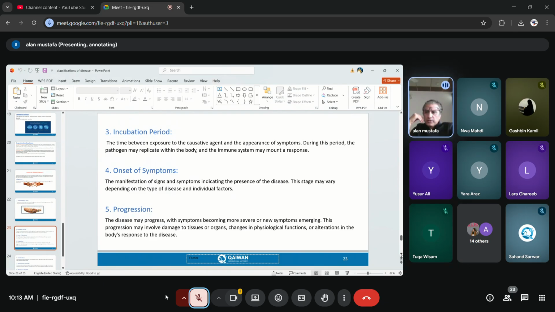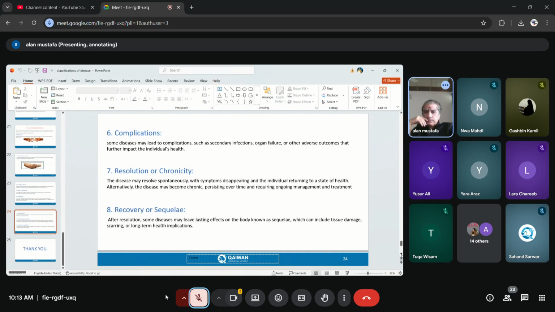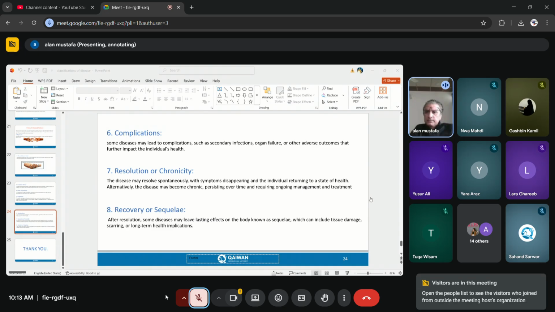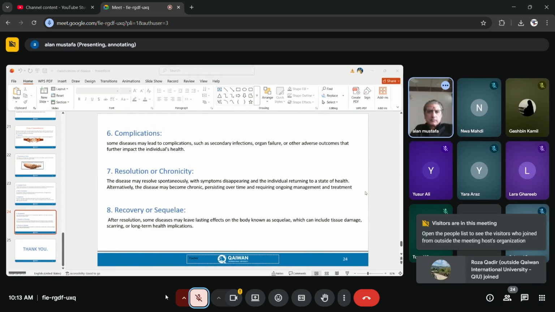So after onset of symptoms, then we have progression. And here the disease will start to develop more in the body. Yes, correct. Well done. So this is the stage of progression.